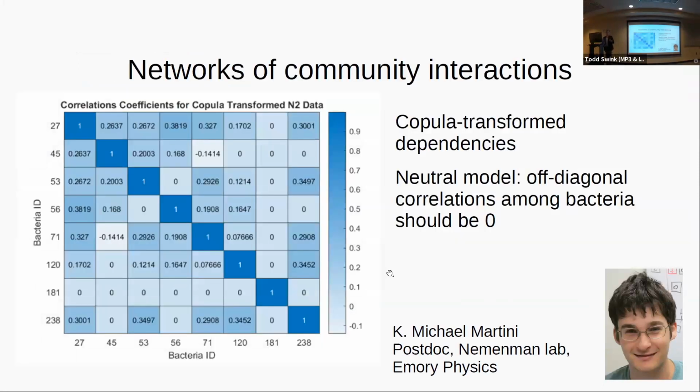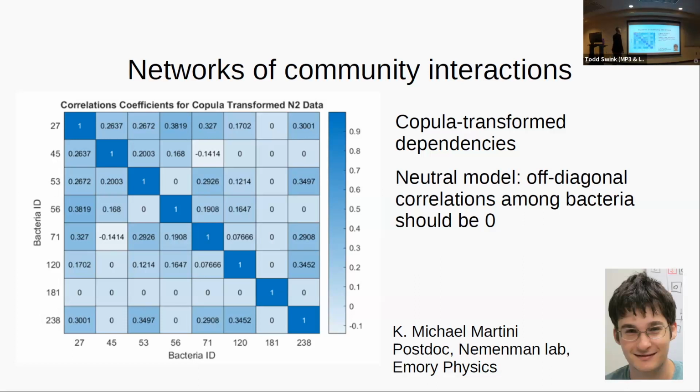Further, we can look into what sort of interactions we have. What sort of evidence do we have that there are interactions between players in the system? We've done this a couple of different ways, but one of the things that Michael did was to copula transform these data to try to extract the mutual dependencies.